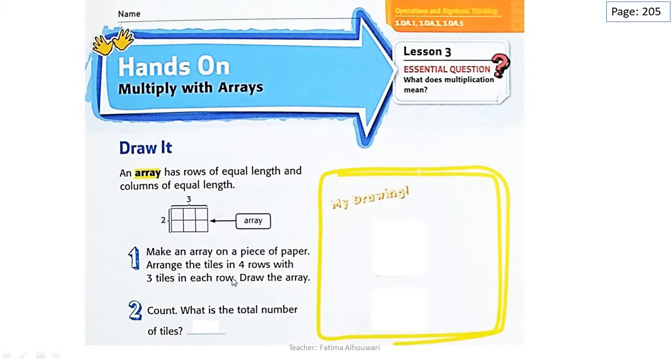This array has 6 tiles. This is the first tile, the second tile, the third tile, the fourth, the fifth, and the sixth tile. So we have 6 tiles.